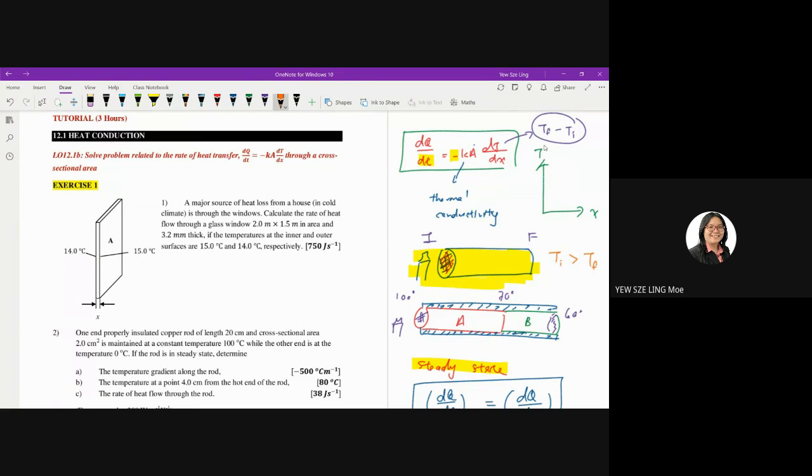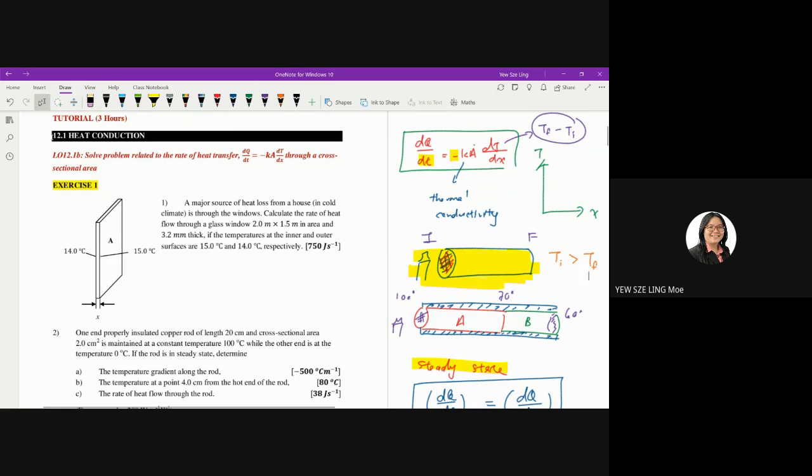So if you use T final minus T initial, then you are going to obtain a negative value, and this negative value will cancel out the negative sign in your equation. And eventually you will obtain a positive rate of heat transfer. So dQ over dt is always a positive value. All right, it is always a positive value.